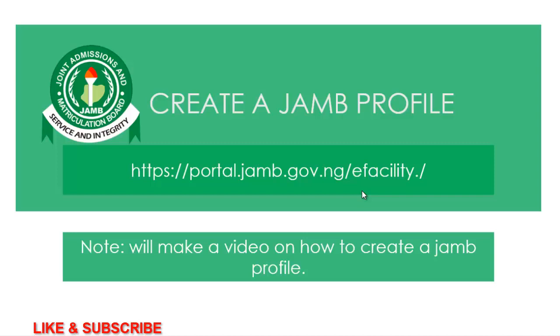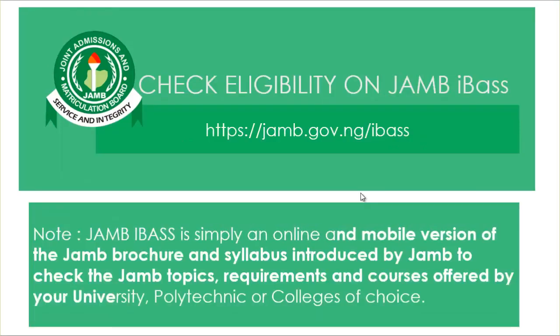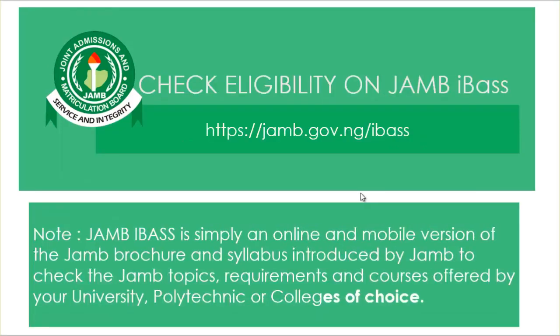The next requirement is your JAMB IBAS. Now most times people don't pay attention to this JAMB IBAS. They just go ahead and register for their JAMB. On your IBAS, you have the opportunity to check for your brochure, the universities who are offering a particular course that you want to choose. So from your IBAS, you must have known if this institution is offering a course that you want to study.